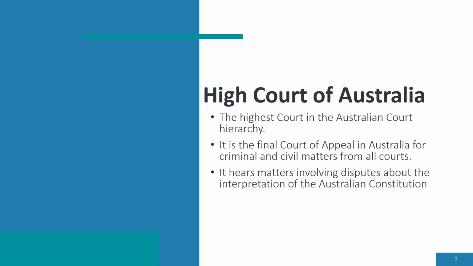The High Court of Australia is the highest court in the Australian court hierarchy. It is the final court of appeal in Australia for criminal and civil matters from all courts. It hears matters involving disputes about the interpretation of the Australian Constitution as well.